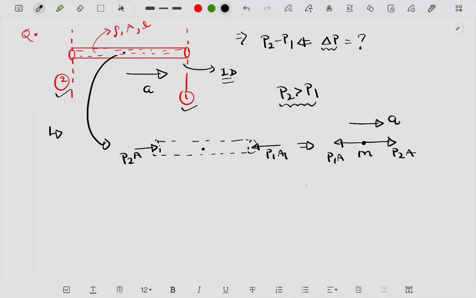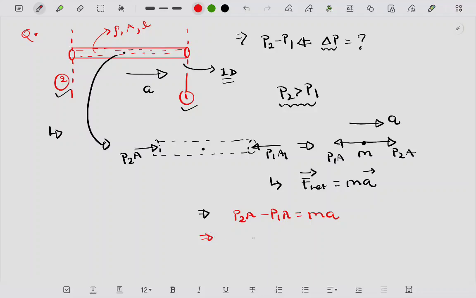So if you apply Newton's second law for this accelerating fluid, F net is equal to what? Mass of the fluid into acceleration. What is the net force on this fluid? It is acting in the forward direction, because we have taken the acceleration in the forward direction. So net force would be acting in the forward direction. From here we can say P2A minus P1A is nothing else than mass into acceleration.